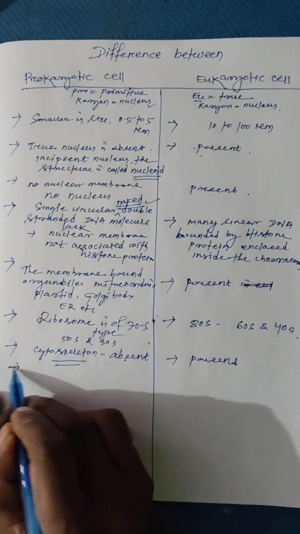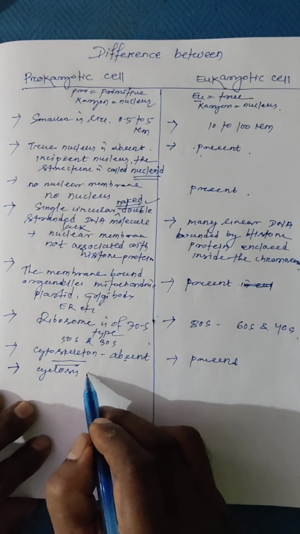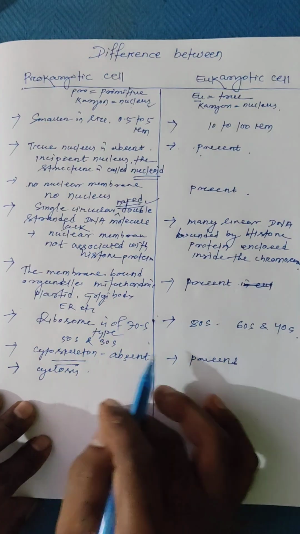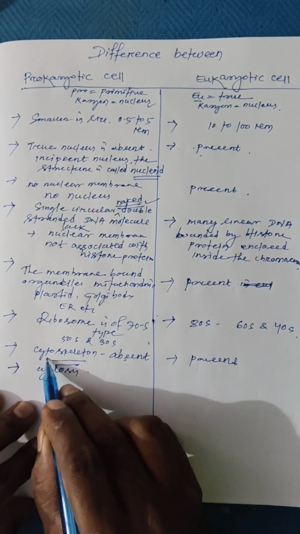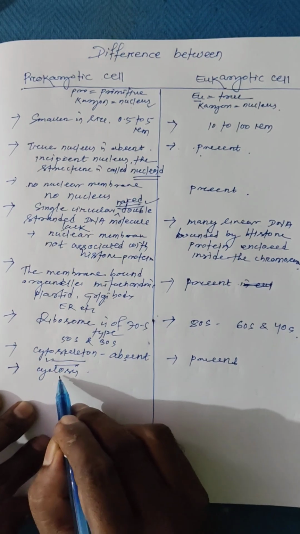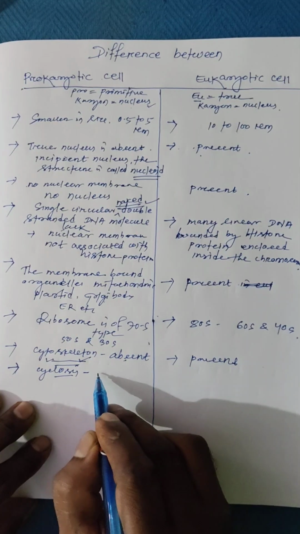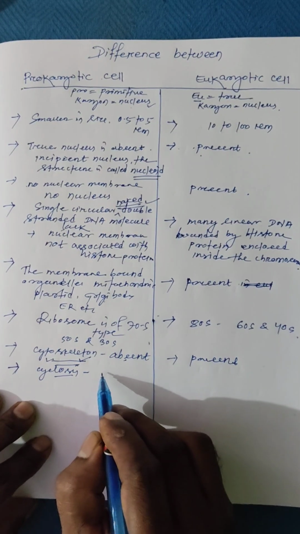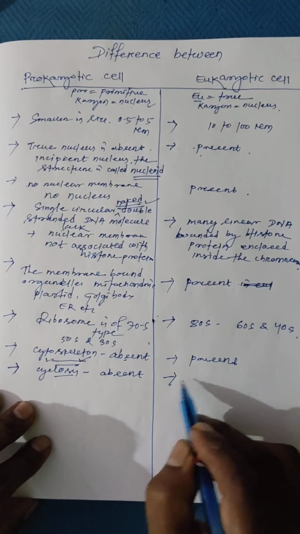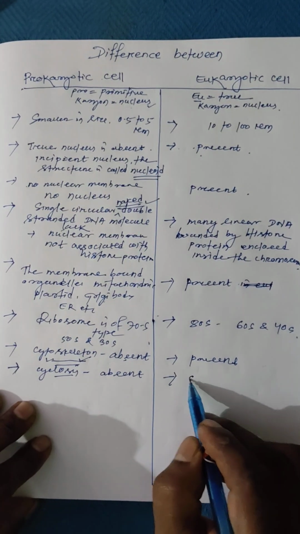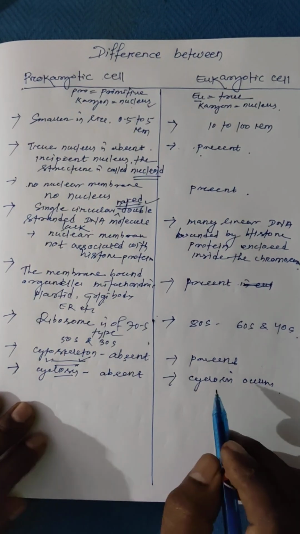Another event is cyclosis. Cyclosis or cytoplasmic streaming is the movement of cytoplasm around the vacuoles. This is facilitated by the cytoskeletal structure. Since cytoskeleton is absent, cyclosis is also absent in prokaryotic cell. Here cytoplasmic streaming or cyclosis occurs in eukaryotic cell.